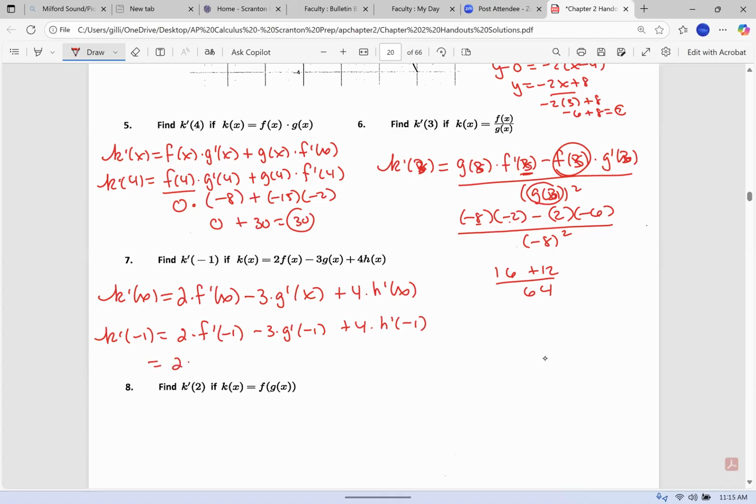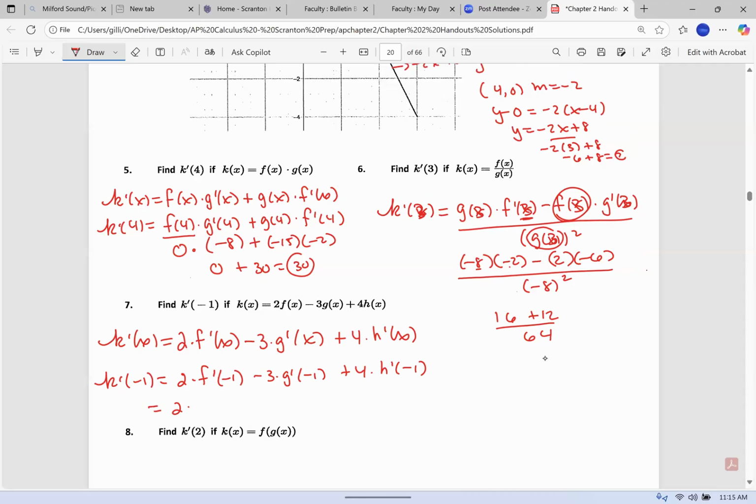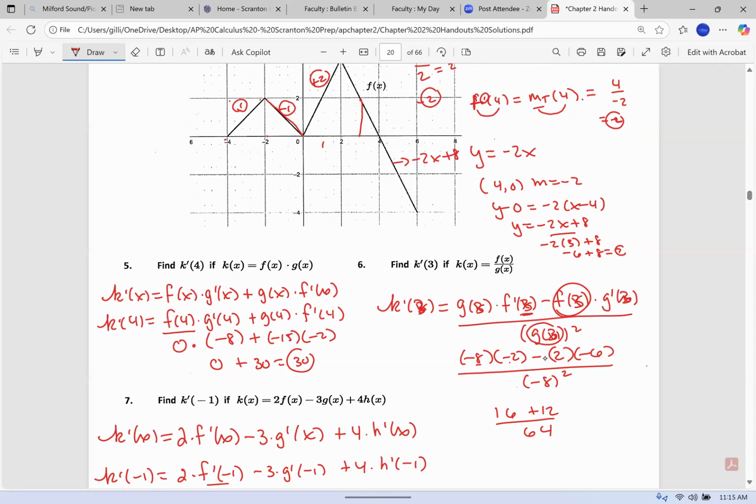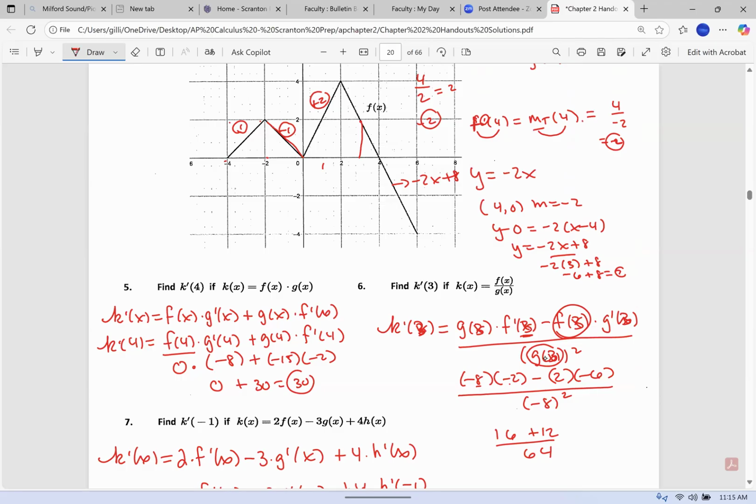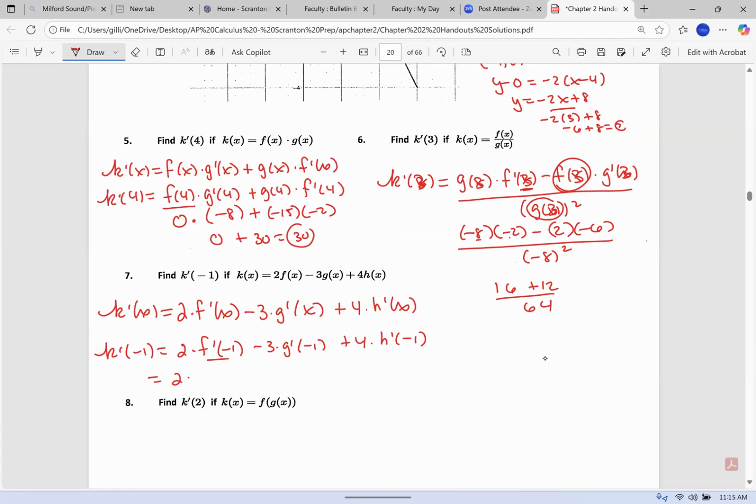So I need the graph of f, take its slope at negative 1. And negative 1 is here. I don't need to know that y value. I just need to know the slope of the line. So that slope of the tangent of f at negative 1 is minus 1.